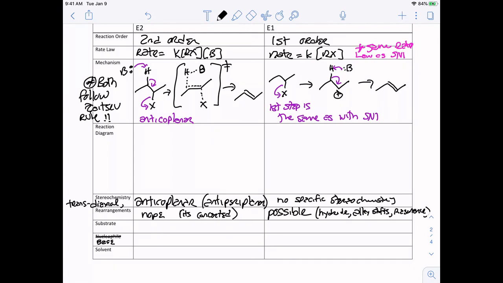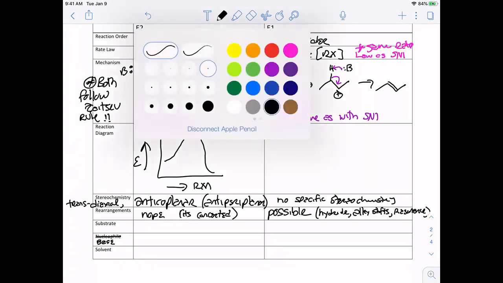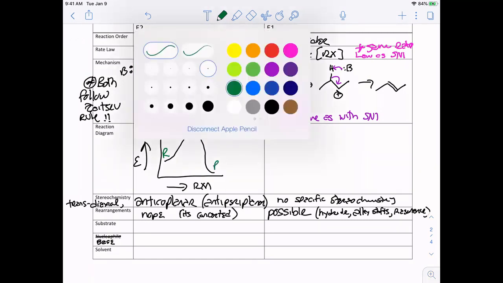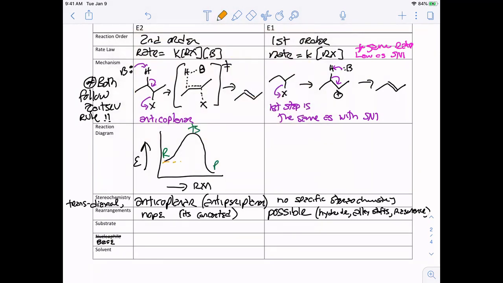Okay. Energy diagram, they're going to look very similar to their second order and first order substitution counterparts. Again, it's concerted, so one step. We go up to our transition state and then down to our product. So reactant, transition state, and product. Activation energies. I'm losing my voice. And my product. Delta G, delta H, whichever.